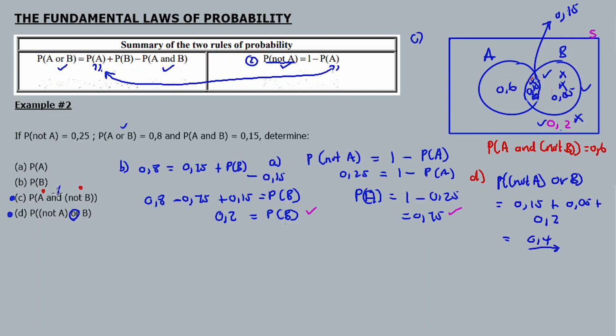The only difference: if there's an or, we add everything in a mark. For and, since it's an intersection, where there are two marks, that is your answer. For or, you add them up. Okay. So yeah, this is it about our fundamental laws of probability.